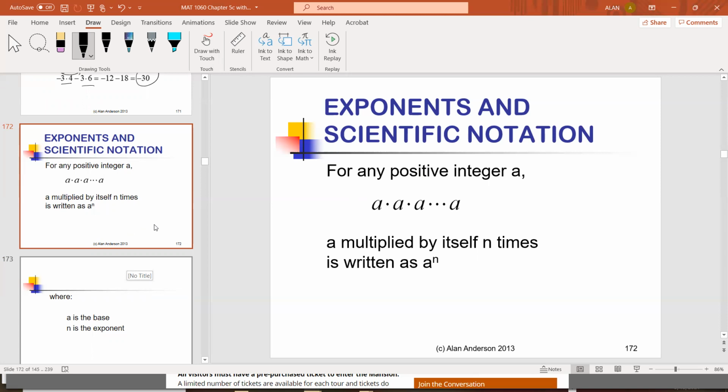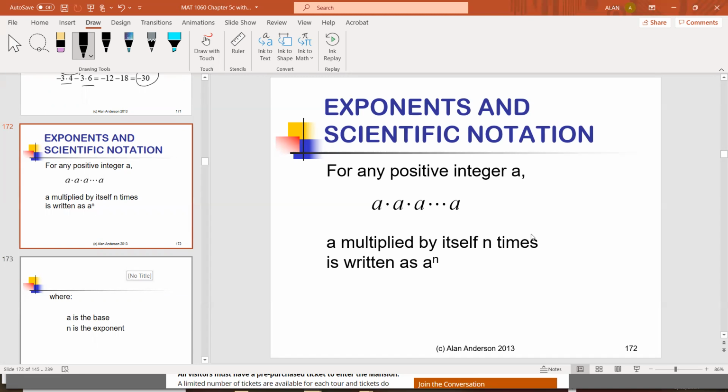Let's look at a few quick examples. So 2 cubed is 2 times 2 times 2, which is 8. 3 to the 4th power is just 3 times itself 4 times, which turns out to be 81. And finally, 5 squared is just 5 times 5, which is 25. Okay, so it's very straightforward.